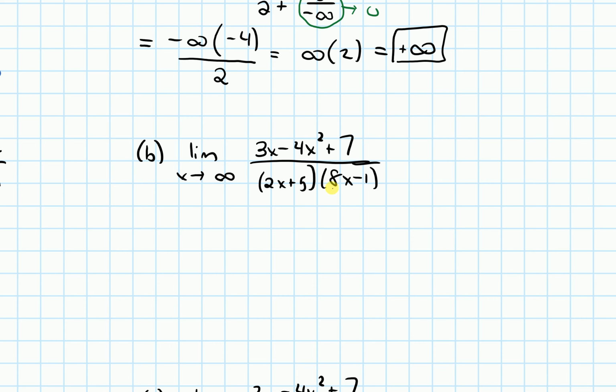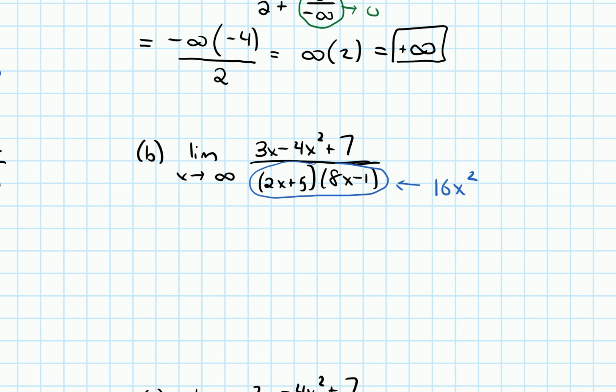And a slightly different function. I have the same polynomial on top, but on the bottom I have something different. So let's begin by distributing at the bottom so I can see what the highest power of x is. So foiling this out, I'll get 16x squared. That's the 2x times the 8x. 5 times 8x is 40x.